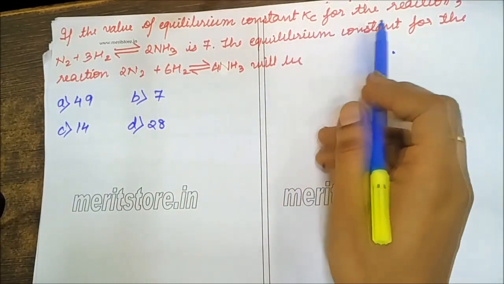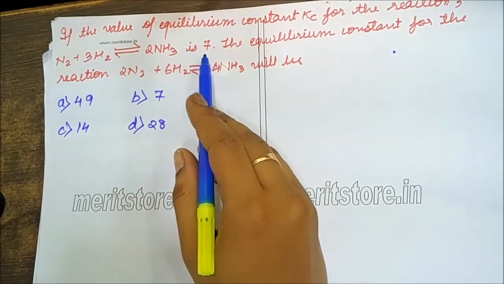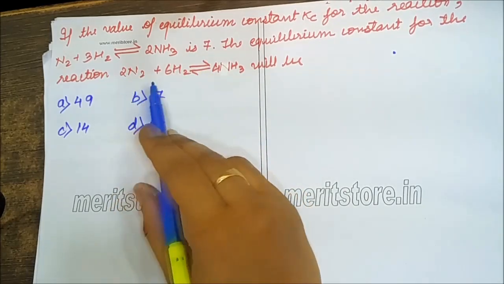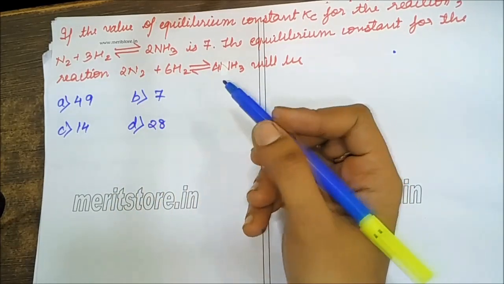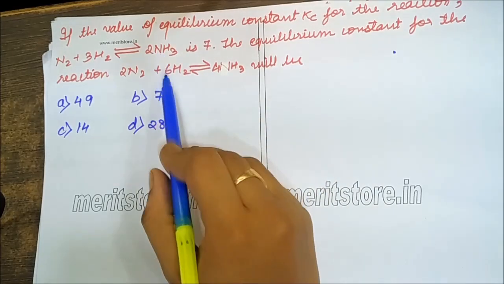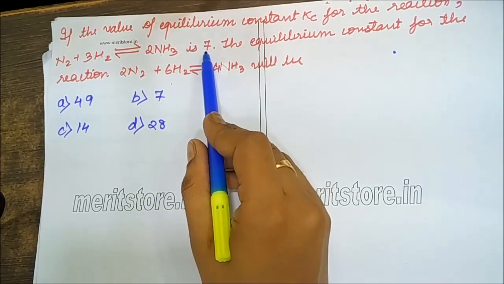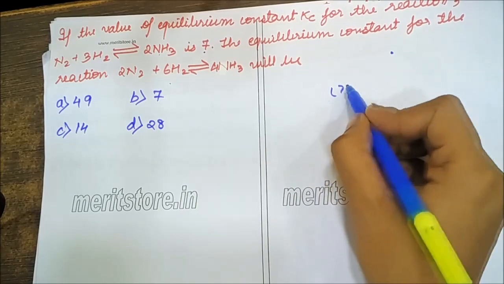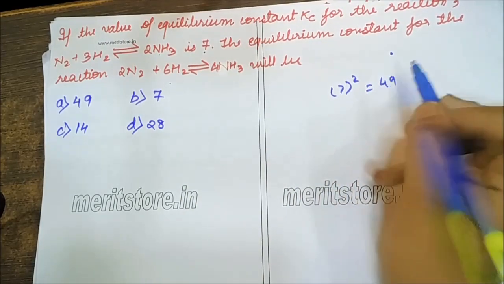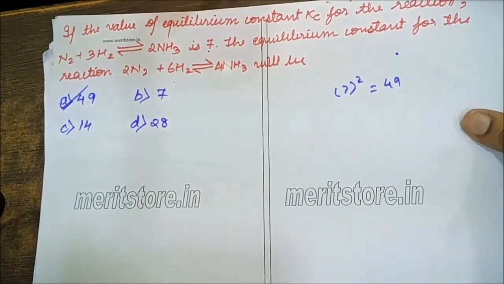If the value of the equilibrium constant for this reaction is 7, the equilibrium constant for this reaction would be, very simple. See, you are just multiplying this reaction by 2. So only this equilibrium constant will get squared. So that is only 7 square. So my answer is 49. So this would be 49.